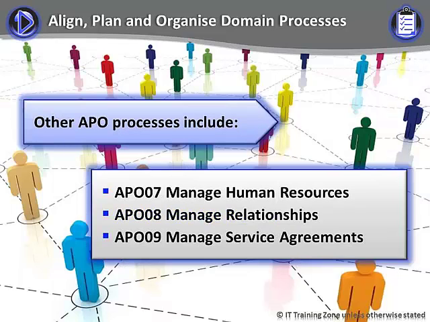Three more APO processes are APO07 Manage Human Resources. For example, ensuring that staff are appropriately trained. APO08 Manage Relationships. Specifically, managing the relationship between IT and the rest of the enterprise. APO09 Manage Service Agreements.